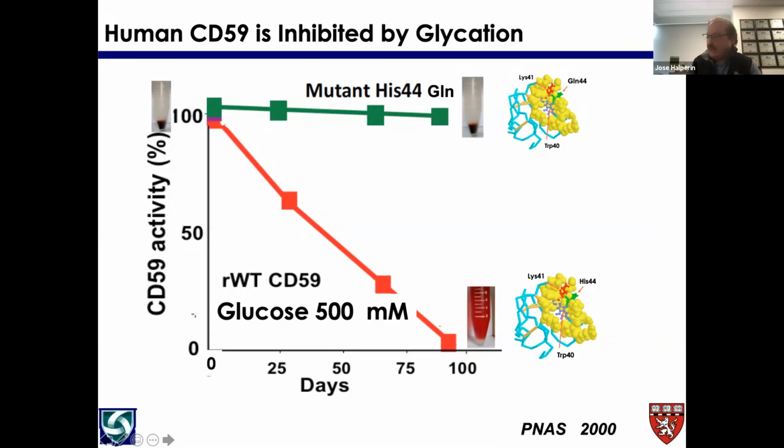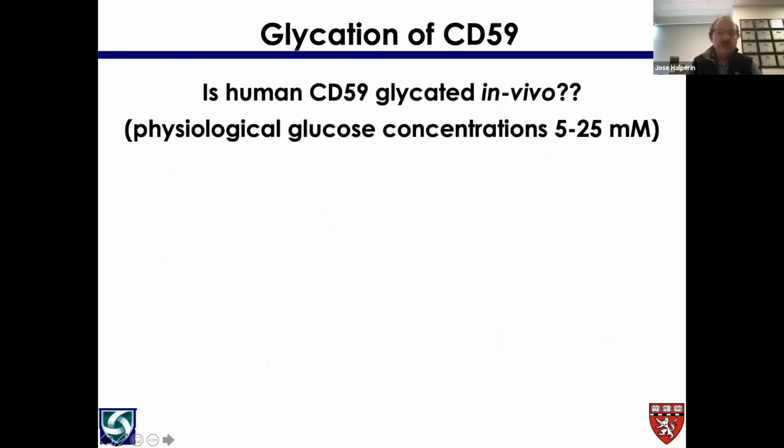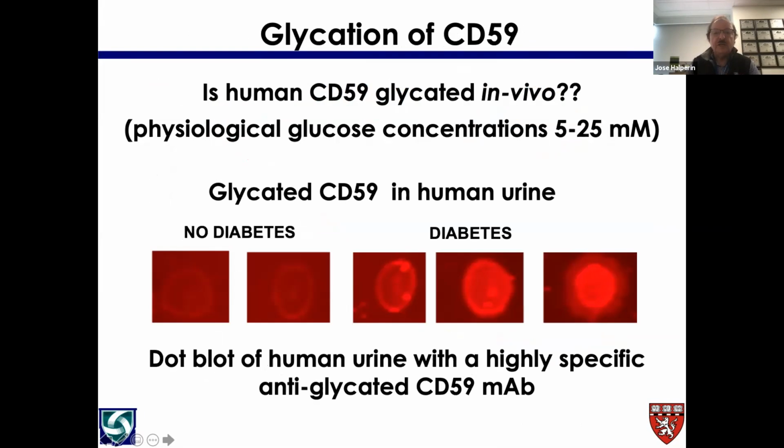So to answer the question of whether human CD59 could be glycated in vivo under more physiological conditions, over years of work, we finally developed an antibody that's highly, highly specific for lysine 41 glycated human CD59. And with this antibody, we show that in the urine of individuals with diabetes, there are high levels of glycated CD59 that's not present in the urine of non-diabetics.